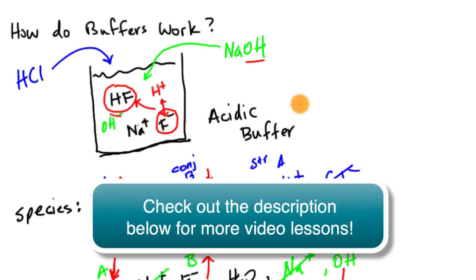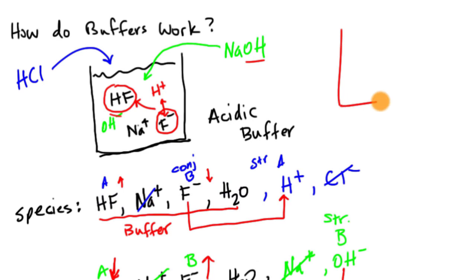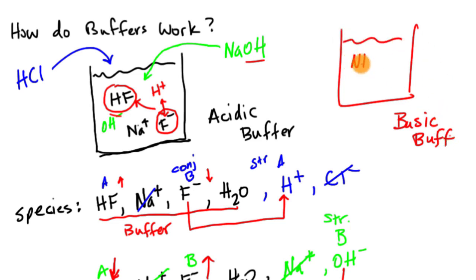A basic buffer works pretty much the same way. The components inside that basic buffer are going to be a little bit different. So a basic buffer will have something like NH3, which would be your base. You have NH4 plus and your Cl minus. Cl minus doesn't do anything.